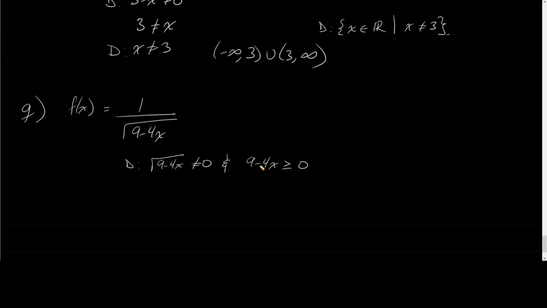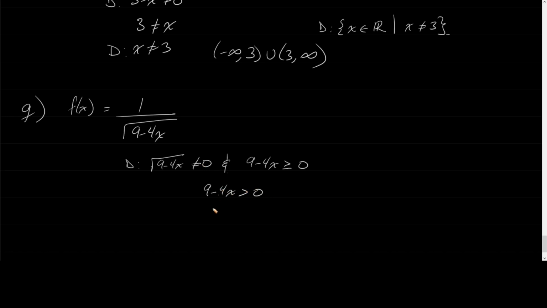So these must both be true. There we go. These must both be true. So both of these statements must be true for the domain. So it has to not be equal to 0, and it has to be greater than or equal to 0. Well, that's simply saying that it's strictly greater than 0.